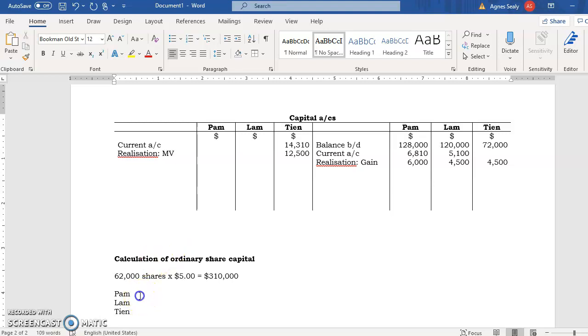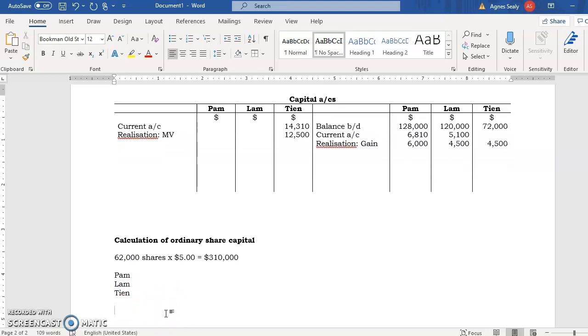But this ordinary share capital of $310,000 must be shared among Pam, Lam, and Tien, in their profit sharing ratio. Remember the profit sharing ratio for the partners is 4:3:3. So we're going to share this $310,000 in their profit sharing ratio.